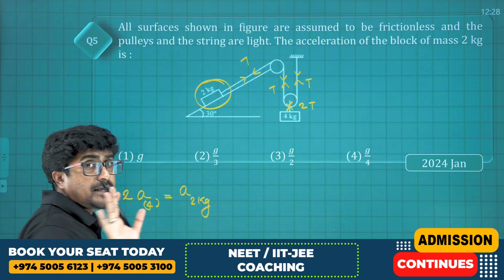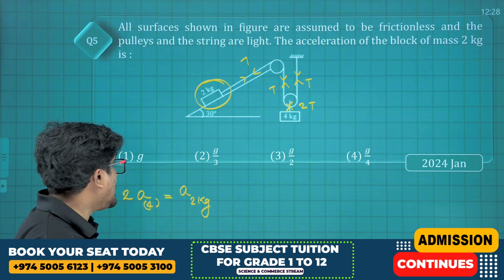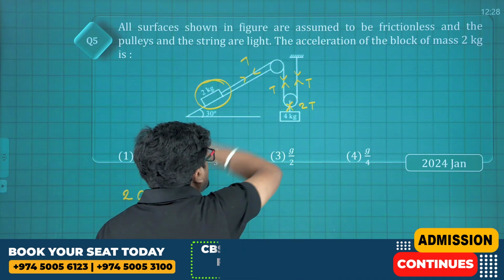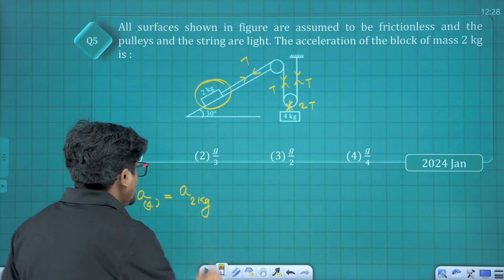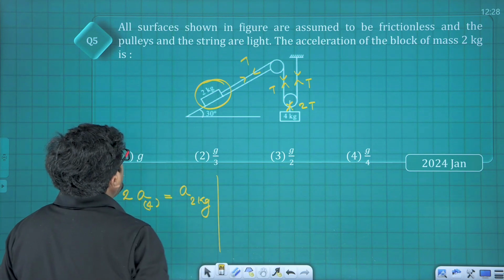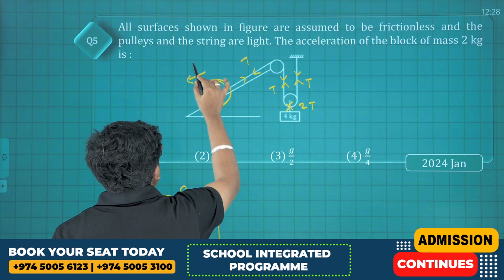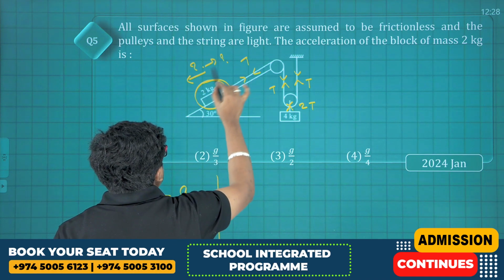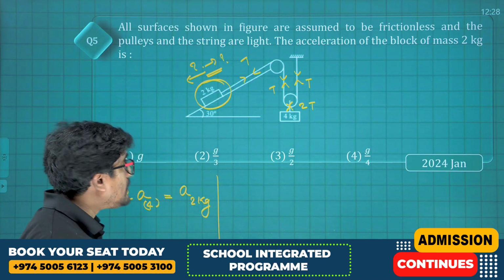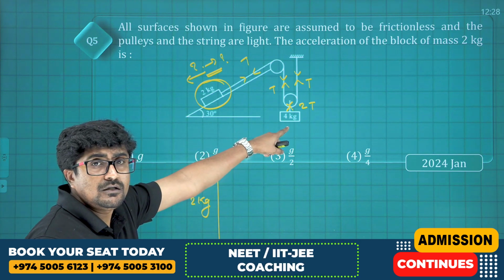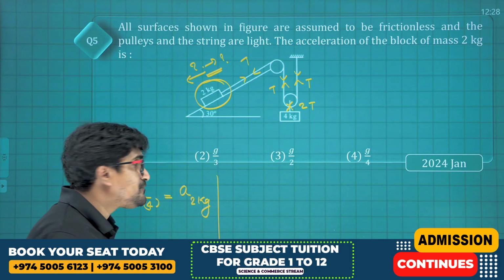I am telling about the magnitude part only. I repeat, I am telling about the magnitude part only. Direction is opposite. If this is going up, this will be coming down. Okay, yes. So keep that in mind. And we need the acceleration of the 2 kg mass, in the upward direction or whatsoever it may be. We need that. Yes. Now, let's consider the motion of this one first.